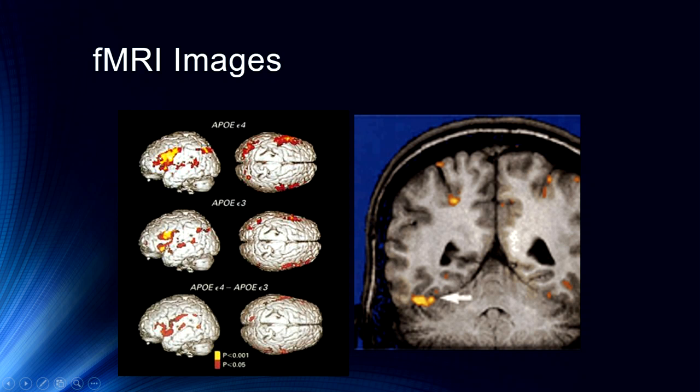So here's the kind of images we might get. Remember, these are the statistical parametric maps in which we have taken these t-tests. So this is the APOE4, APOE3 region of interest. These are different genotypes in some particular task. I can't remember what this was. It doesn't matter. It's just illustrative.